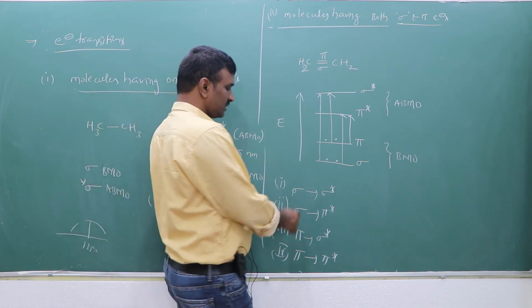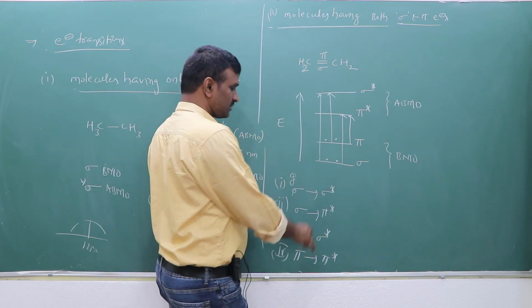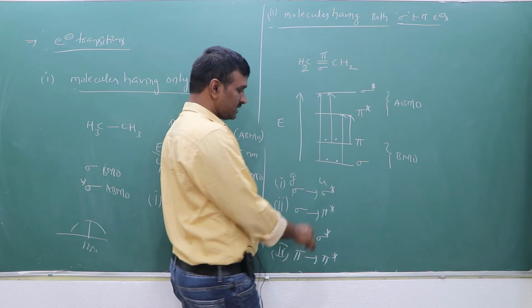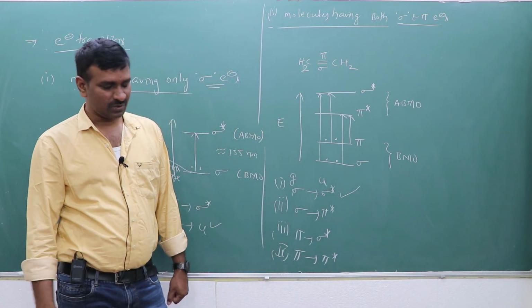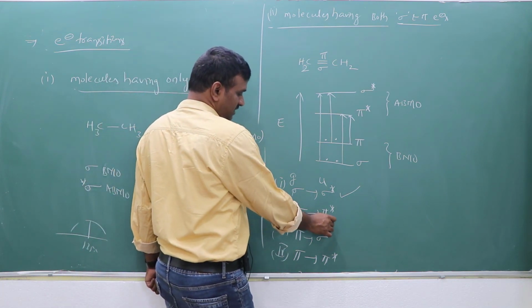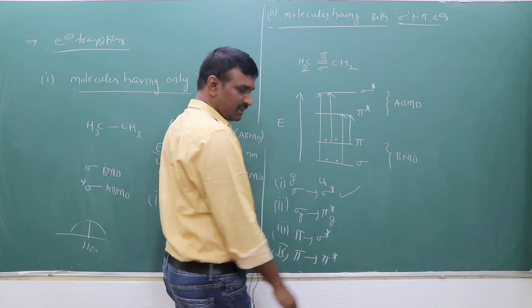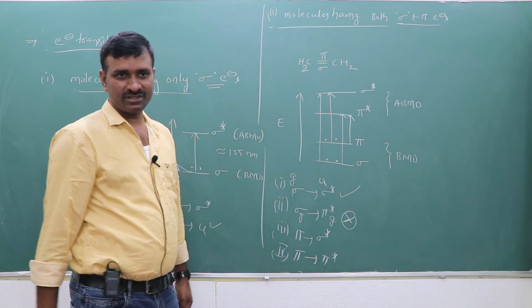Listen, sigma to sigma star: sigma is gerade, sigma star is ungerade. So gerade to ungerade transition is possible based on symmetry criteria. And sigma is gerade, pi star is gerade. Gerade to gerade is not possible, because it has the same symmetry.